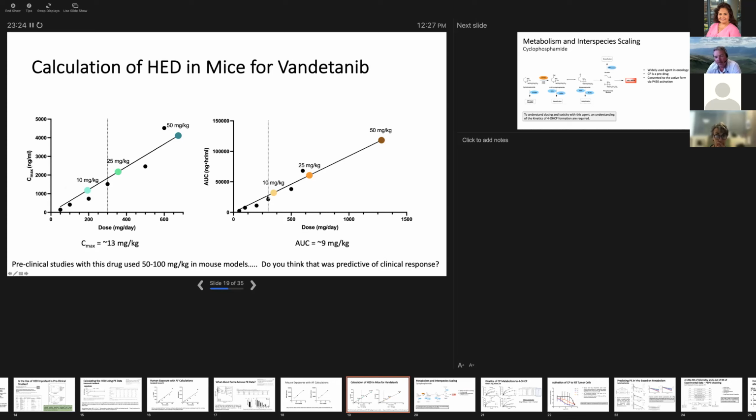And if you look at AUC, and this is because the half-life is so much longer in the human, that dose gets a lot smaller. Now it's less than 10. So if you're matching AUCs, now you need to do about 10 mg per kg. Okay, about 9.